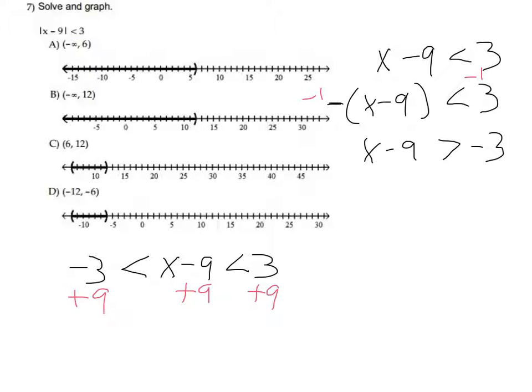Now, since there are two inequalities, there's really 3 sides. So when you add 9 in one spot, you have to add 9 to all 3 sides. This gives us x is less than 12 and greater than 6. And that would be C. Really quick, really easy.